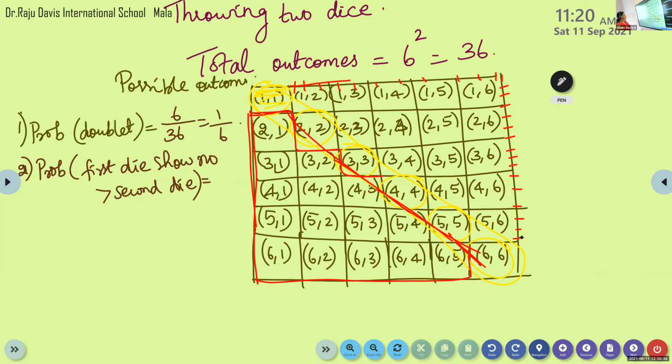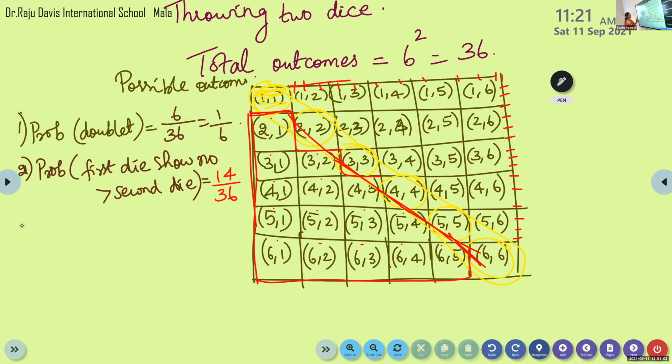Okay, so here the question is the probability of the first die showing a number which is greater than the second die. So what are the possibilities here? 1, 2, 3, 4, 5, 6, 7, 8, 9, 10, 11, 12, 13. Is it 13 or 14? Yes, it is 14 by 36.